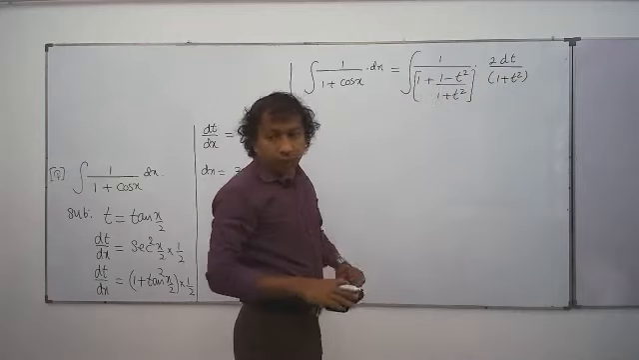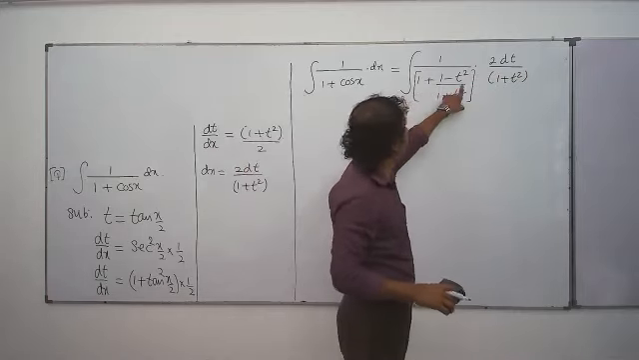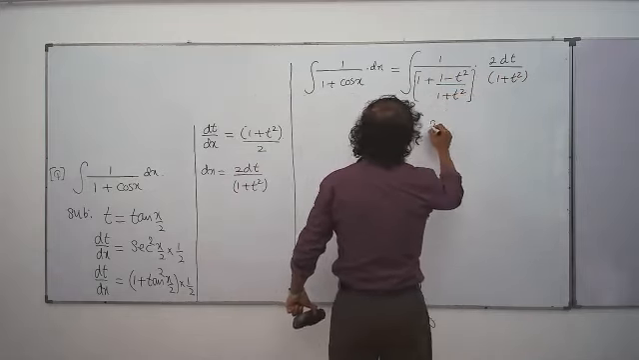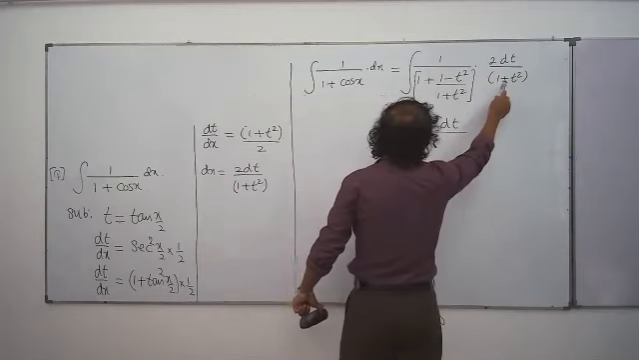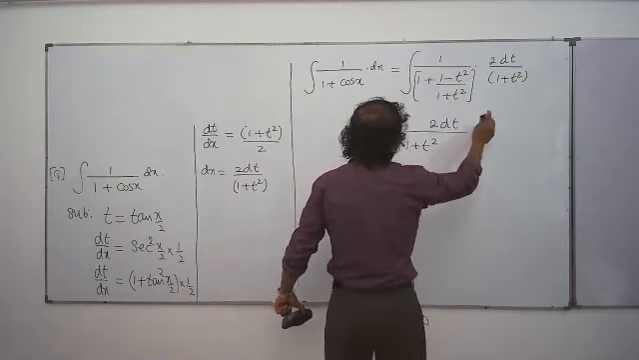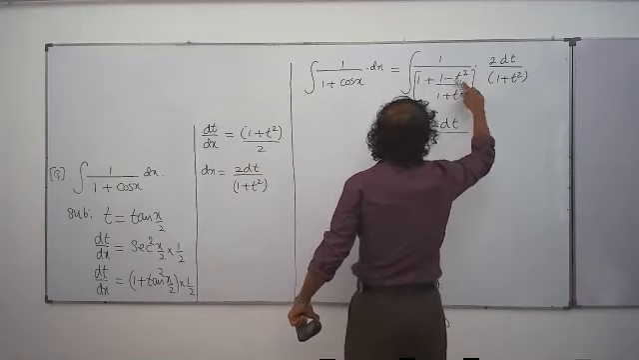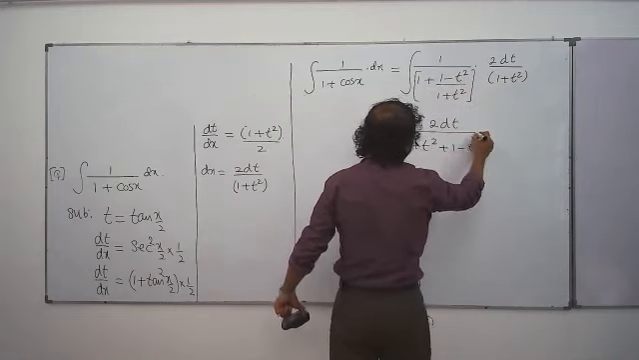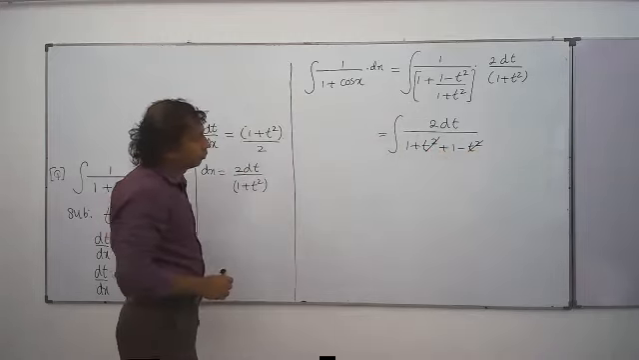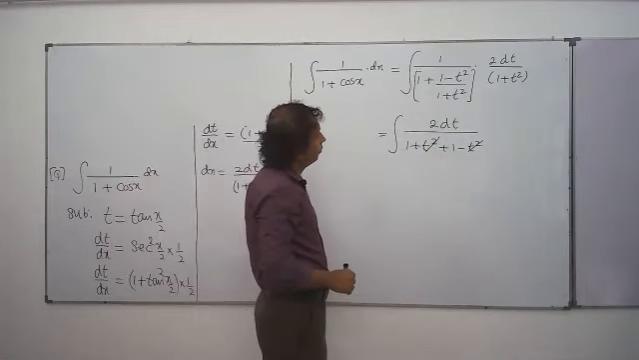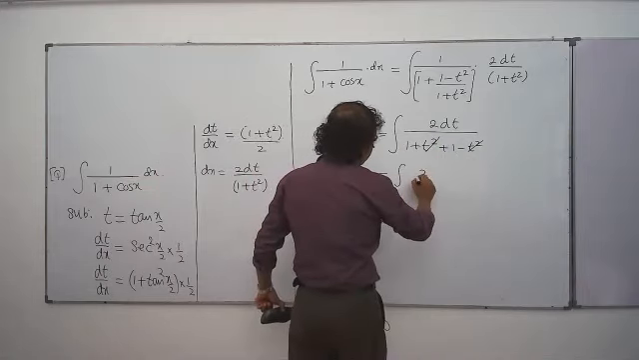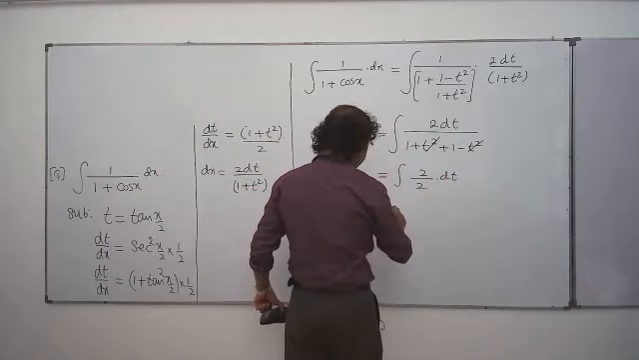Right. Now, we multiply by this 1 plus t squared, both numerator and denominator. Then in the numerator we have 2 dt. In the denominator, 1 into this is 1 plus t squared, and when you multiply the other term, the denominators cancel, giving 1 minus t squared. This 2 you can cancel down. Then what we get is 2 divided by 2 dt, which is 1.